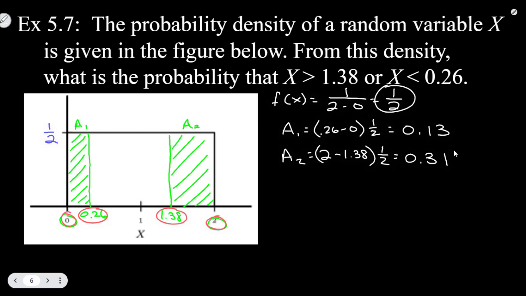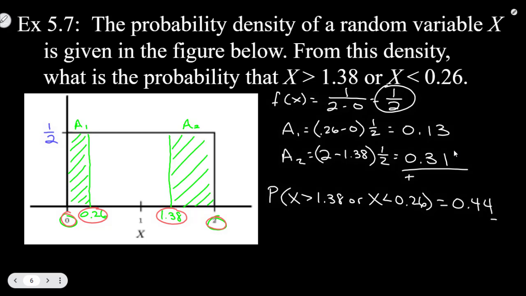So to find the probability that x is greater than 1.38 or x is less than 0.26, we would add these two together and we would get 0.44. And that is our probability of a random value being in either of those two areas.